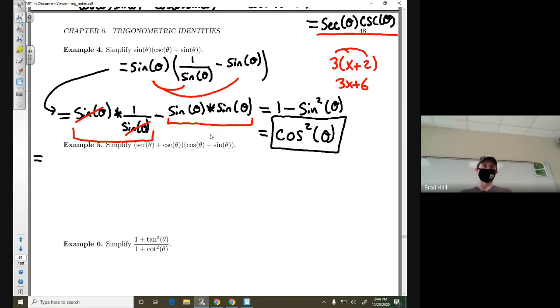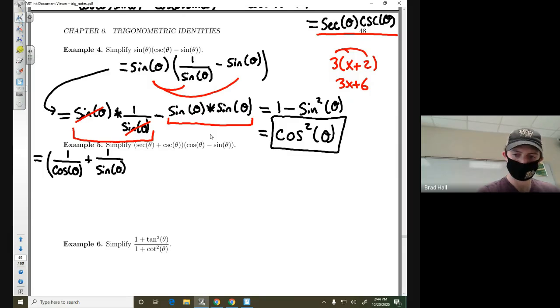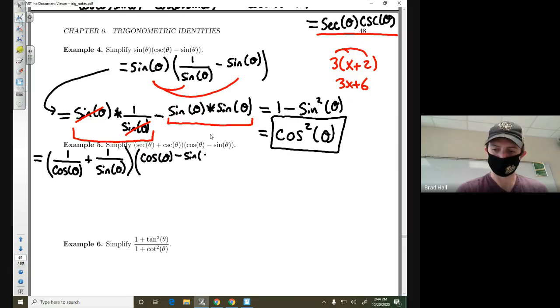If anything, I look at that and I think, let me convert everything to sines and cosines. Start off with secant. We convert secant to sine and cosine, just 1 over cosine. Plus, now I see cosecant, 1 over sine. And then cosine minus sine, they're already in lowest terms. So this is the first step after just converting everything to sines and cosines.